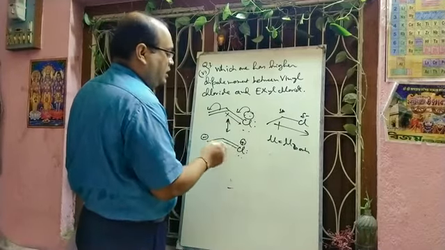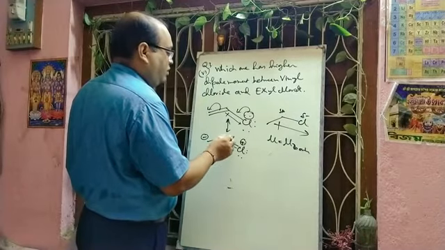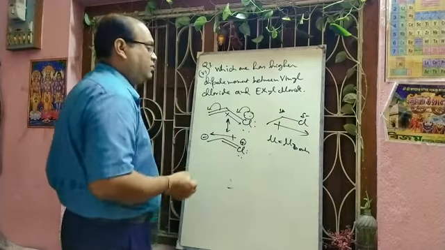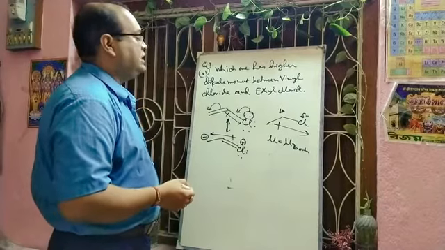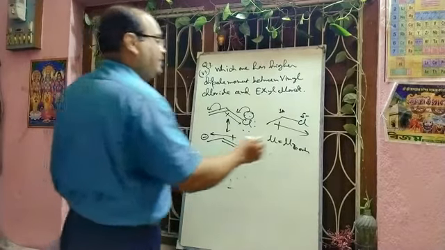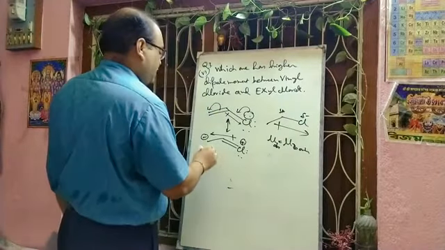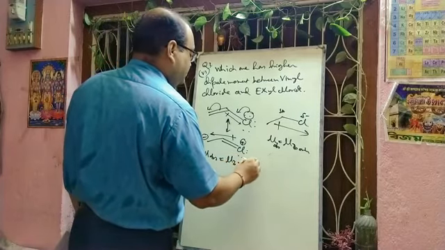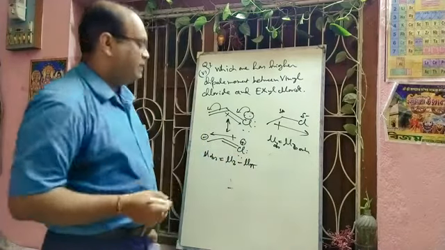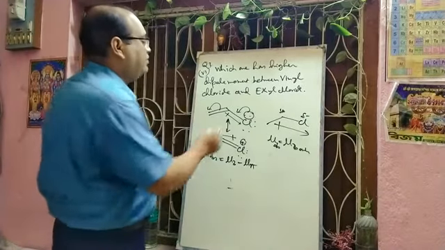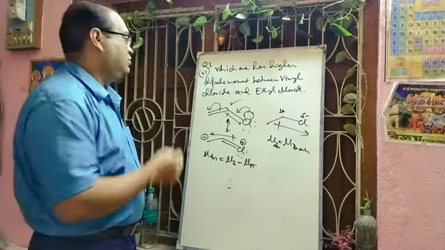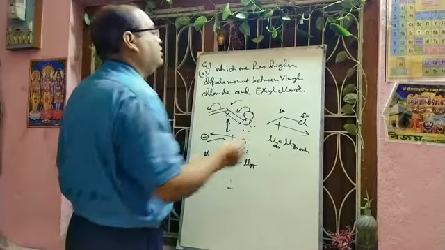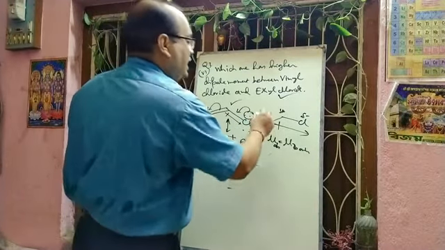But after resonance, what is happening? The pi moment is opposed, just in the opposite direction. Understand? So here is the mu observed value. The dipole moment of this compound, mu observed, is equal to mu sigma minus mu pi. Yes, pi is opposite, that is why this dipole moment will be lower. So the question was which one has higher dipole moment between vinyl chloride and ethyl chloride. Your answer will be ethyl chloride. So ethyl chloride has higher dipole moment.